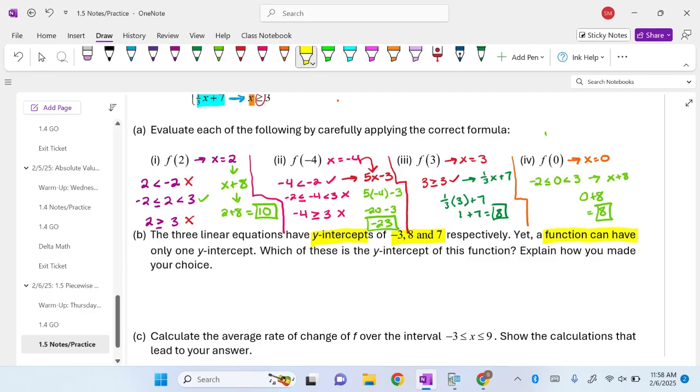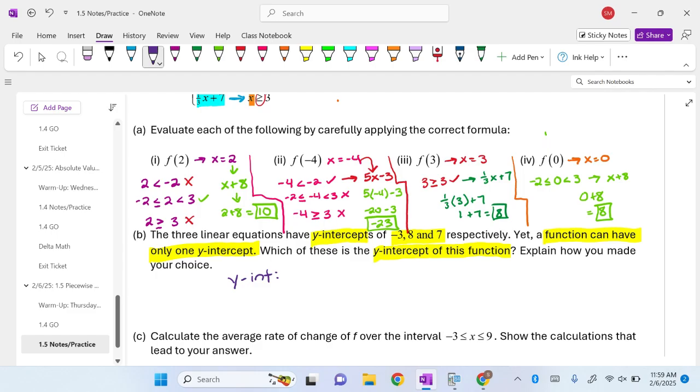Yet, a function can have only one y-intercept. So, which of these 3 numbers is the actual y-intercept of this piecewise function? And explain how you choose. So, let's think about this. When we're talking about a y-intercept, it always has what? Someone raise your hand and explain to me what a y-intercept is.